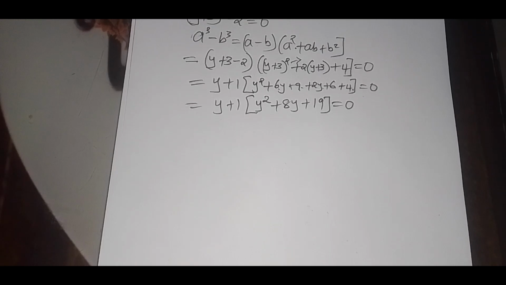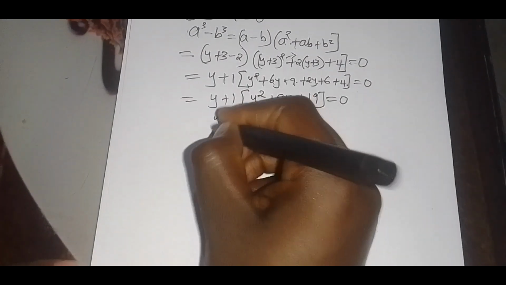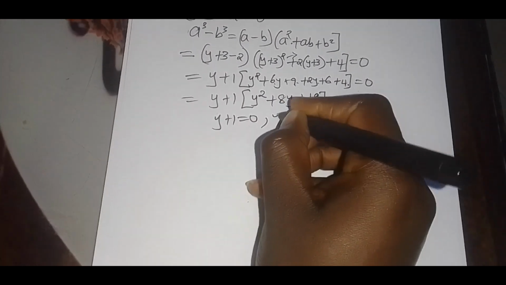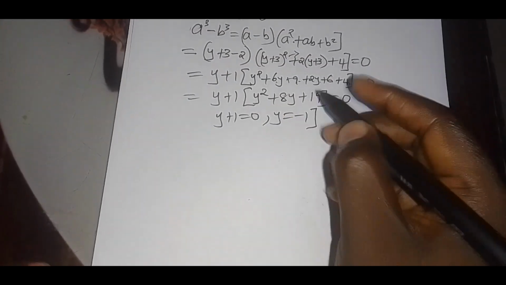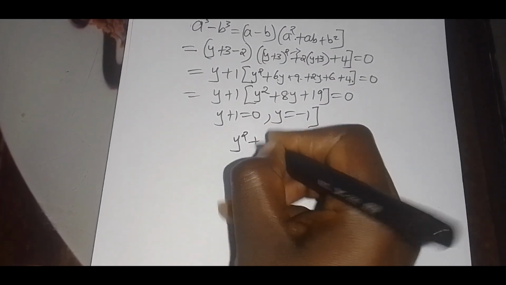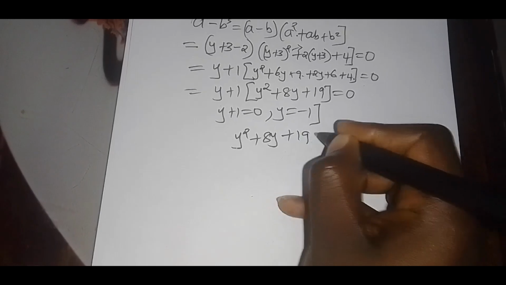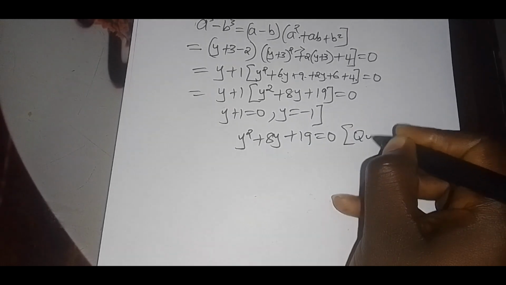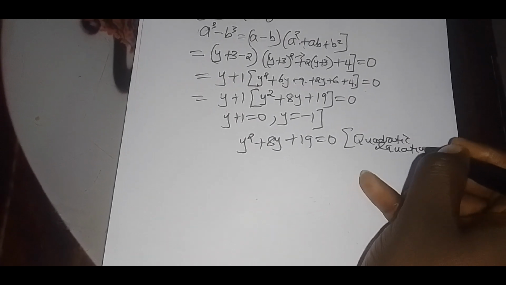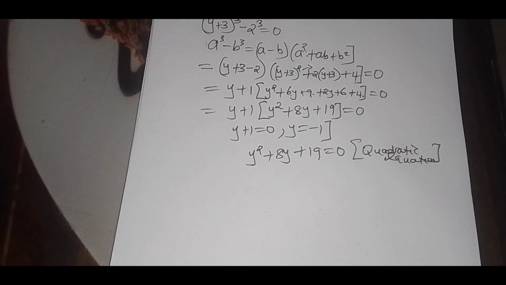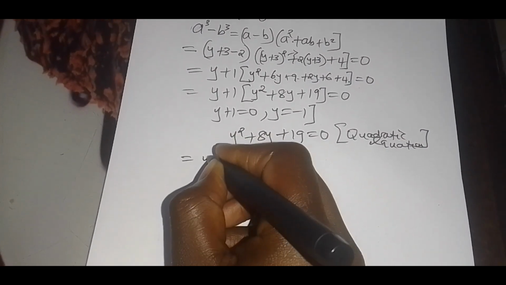Okay, so you can see clearly that the first part we have y + 1 = 0, so that means that y is equal to negative 1. Okay, so we have the second part, which is the quadratic equation y squared + 8y + 19 = 0. So this is a quadratic equation, which you can solve by applying the quadratic formula.